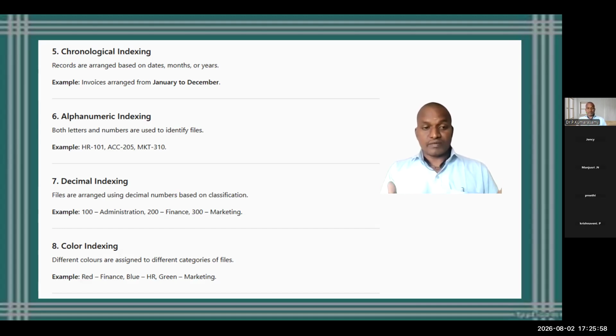Alphanumerical indexing. Alphabetical and numerical characters are mixed when assigning, like accounts 205, ACC 205, HR. The alphabetical letters are HR, the numerical digits 101. Both alphabetical and numerical characters are mixed to assign the file name. So alphanumeric indexing. Decimal indexing: the files are arranged using decimal numbers based on classification. 100 for administration, 200 for finance, 300 for marketing, like that. Then color indexing. Different colors are assigned to different categories of files. Red color files are for finance, blue color files for HR, green color files for marketing. So based on colors, the files are indexed.